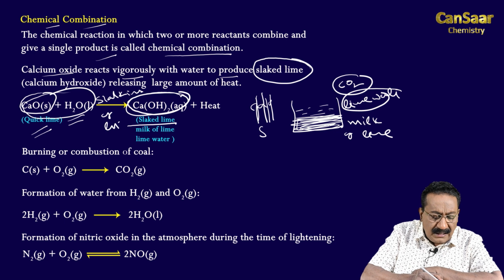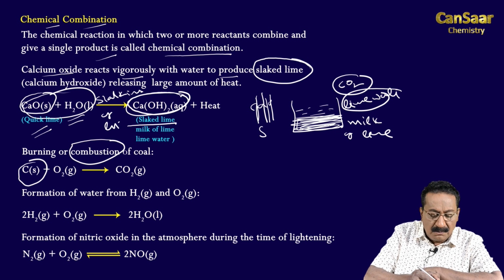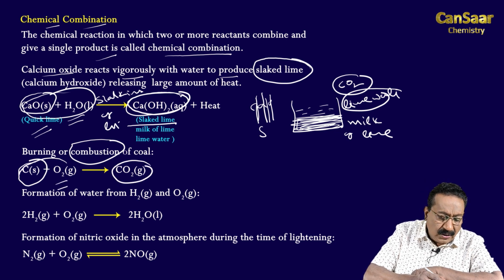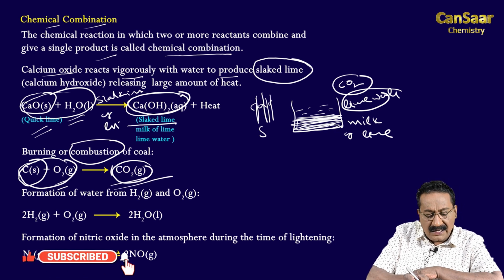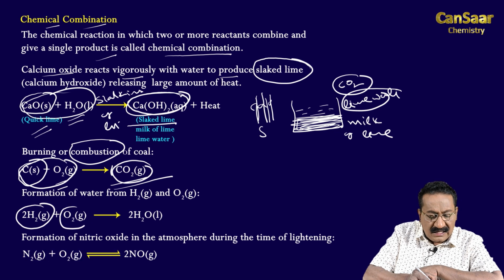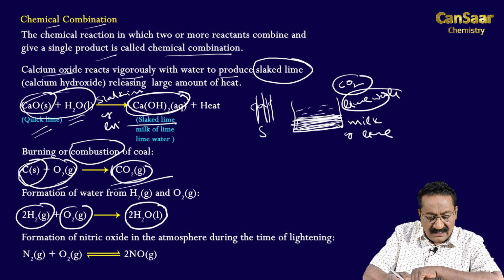Similarly, burning or combustion, burnt in excess air. So, carbon solid, that is coke, burnt in air gives CO2 gas. So, two reactants giving only one product, chemical combination. Similarly, hydrogen gas with oxygen gas forming a single product, water, that is chemical combination.